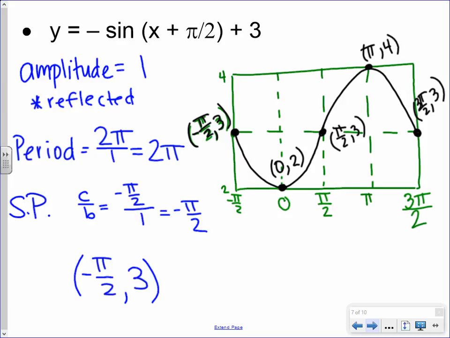Before we talk about domain and range, are there any questions on this frame or graph? All right, let's talk about domain and range.